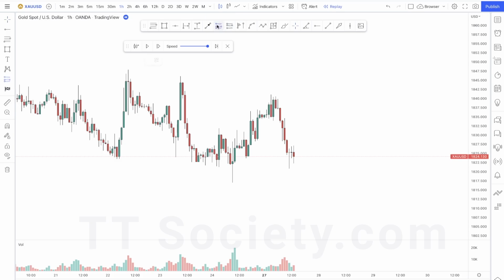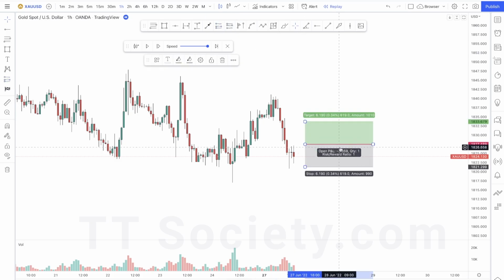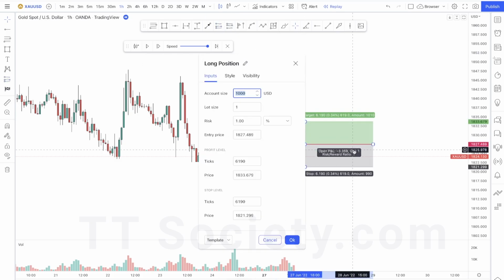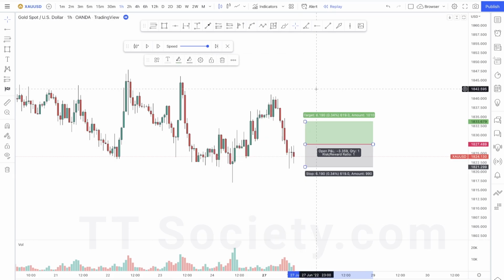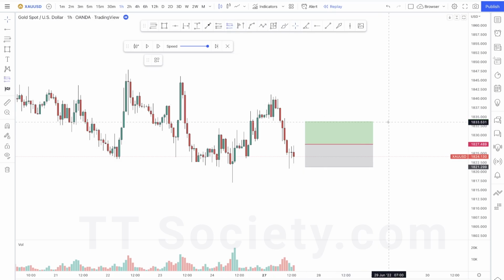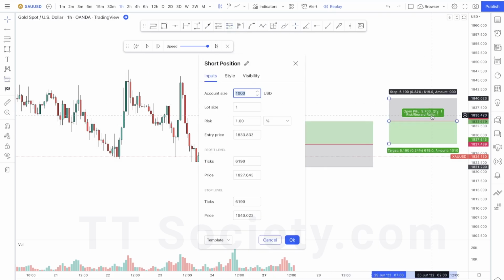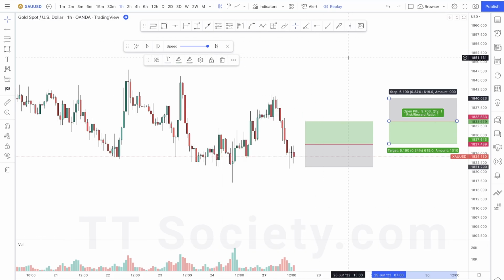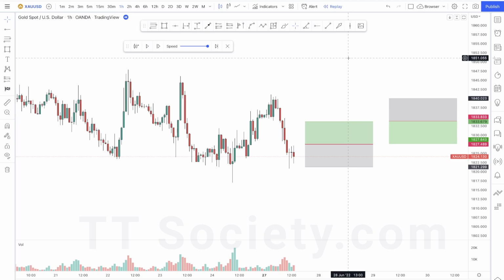So let me place a long position tool here. Equally important to double click on that. Adjust your account size. So we're going to start with $1,000. We're not going to risk more than 1% of our account. That's important. Then let's use a short position tool next to that one. Here we go. Double click, make sure account size and risk percentage is adjusted. And with that being said, you're ready to go.